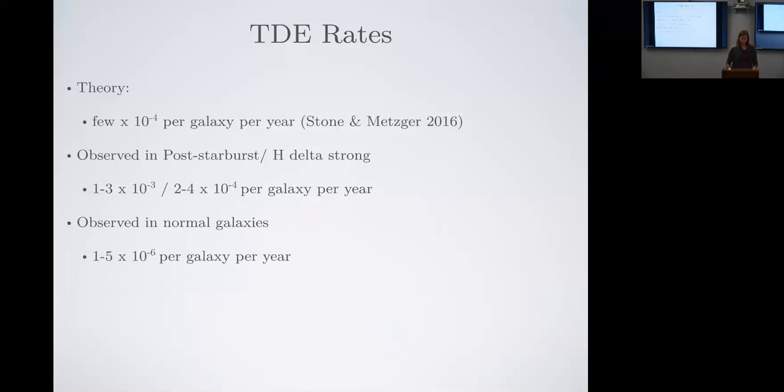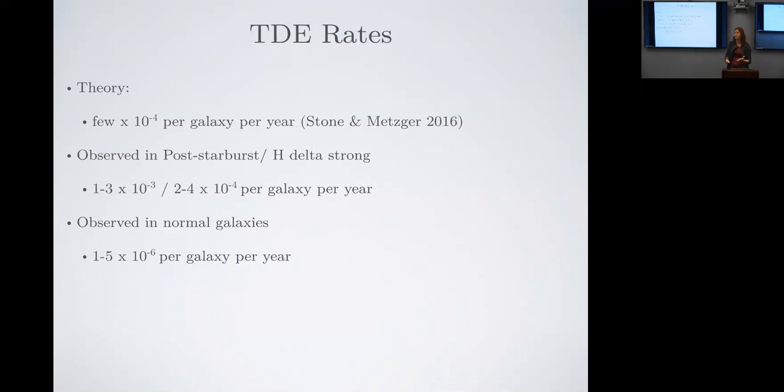So what this implies for the rates: theory predicts that we should see about a few per 10,000 years per galaxy. And in the post-starburst, we're finding about that, maybe even higher, maybe 1 per 1,000 years per galaxy. But then the rates in normal galaxies, which had previously been experiencing some tension with theory, are now much lower. So in the normal galaxies, we're actually not finding many of these TDEs. So now there's about a factor of 100 discrepancy between the rates that seem to be observed in normal galaxies and the rates predicted from the theory.